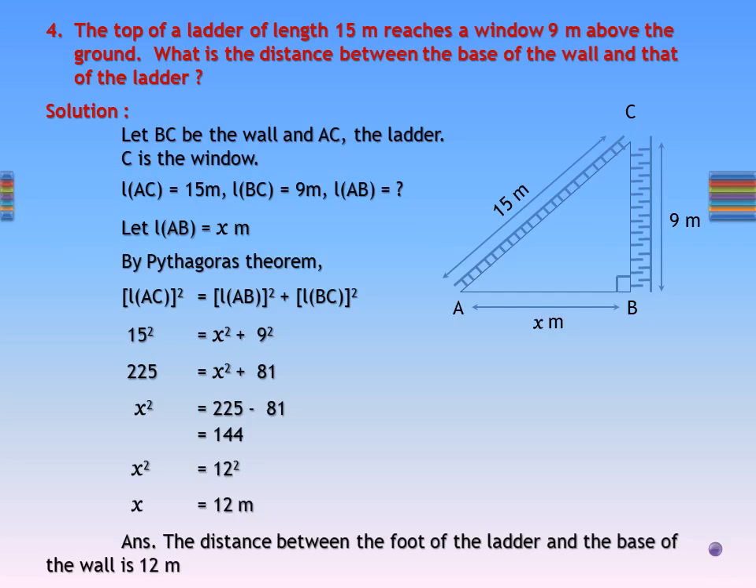And 144 is 12 square. So we'll write x square equals 12 square. Now let us remove the squares from both the sides. We'll get x equals 12 meter. Therefore, the distance between the foot of the ladder and the base of the wall is 12 meter.